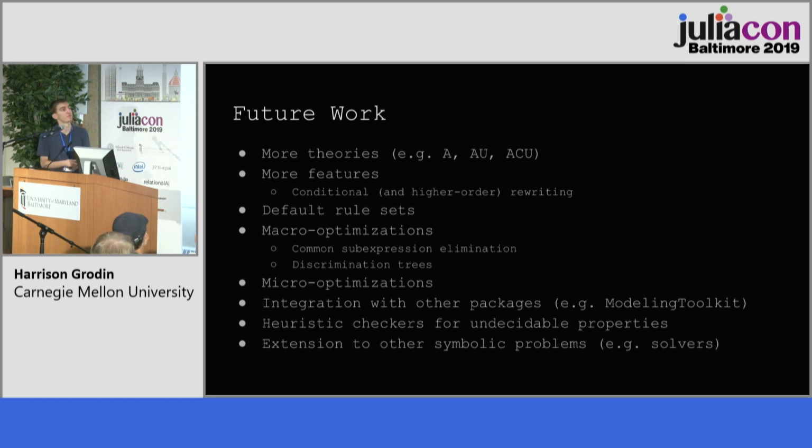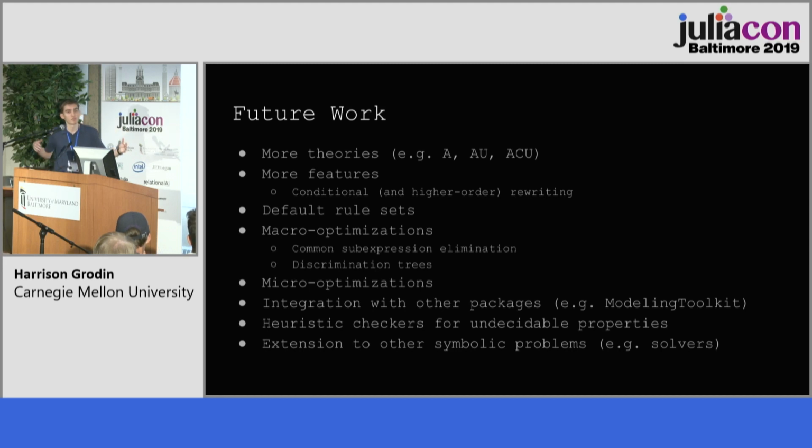We should be able to match with respect to the identity. There are lots more features we can add, like those conditions we showed earlier, and higher order rewriting, like sums and integrals. We want to have a bunch of good default rule sets for doing algebra. We want these large-scale optimizations like common sub-expression elimination. This lets us not redo computation on subterms.